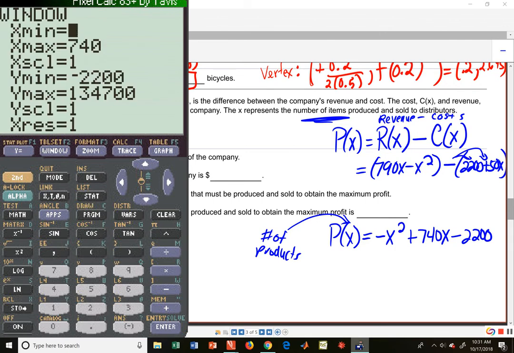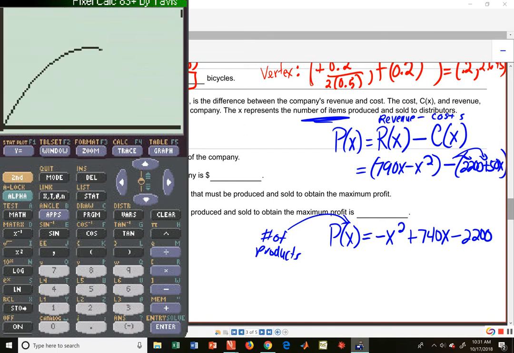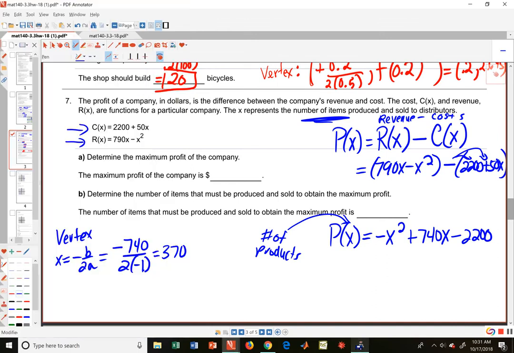I'm going to expand our window slightly because we're not seeing the top there. So see, the top is at 134,700. It's actually, we're talking about profit. Actually, that is our answer to the maximum profit. But I'm going to expand the window a little bit so we can see it a little bit better. So our maximum profit is that peak right there. And if you hit trace and at 370, that is where that maximum profit occurs.